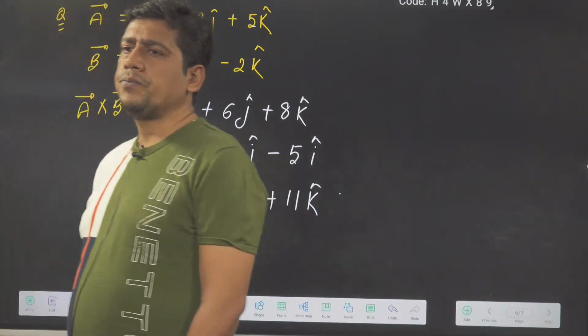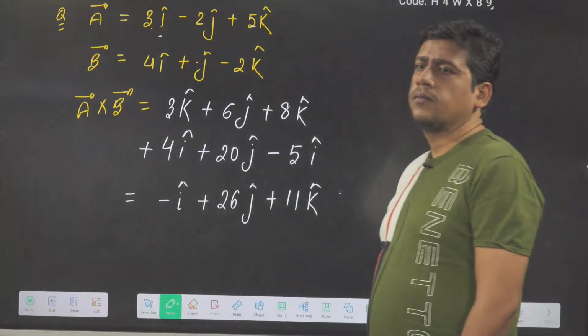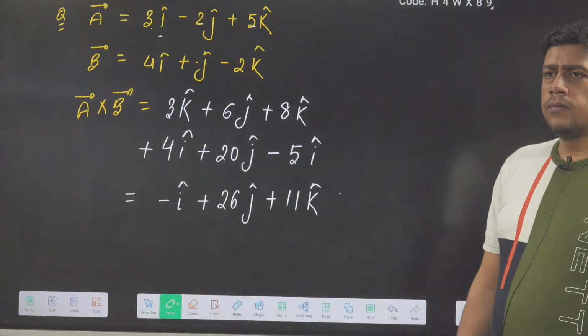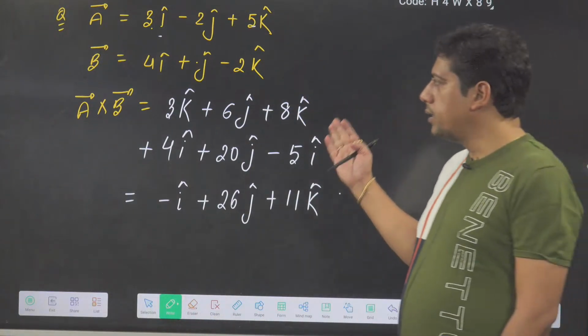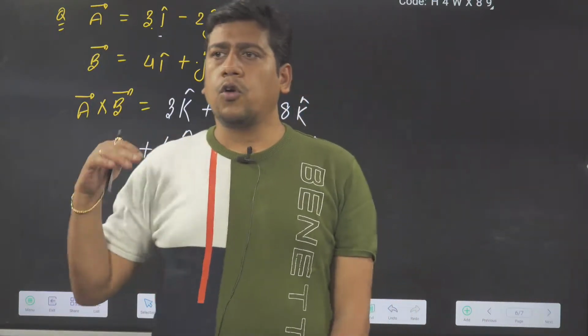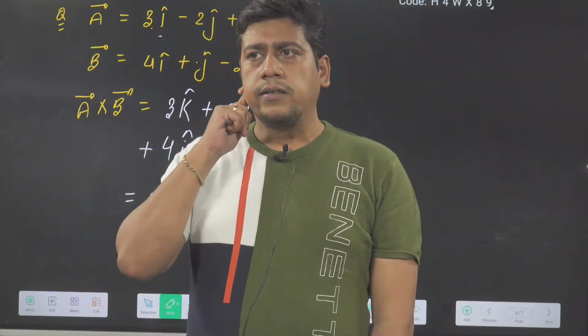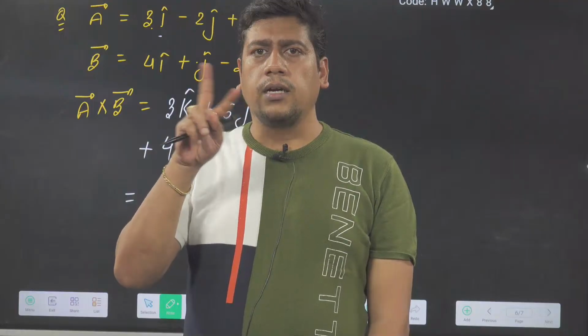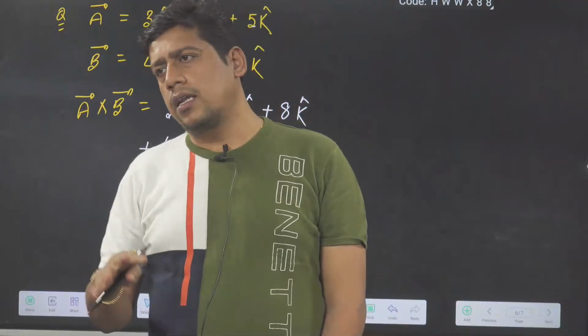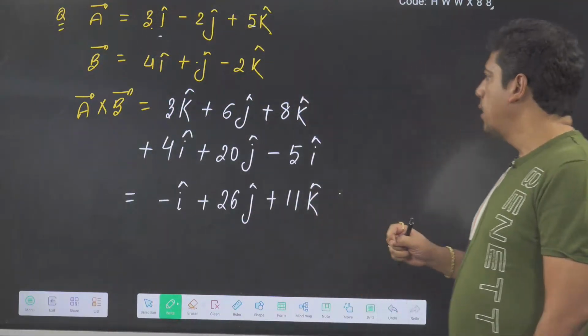Good. So this is the last level. Last level means it cannot be more complicated than this. Okay, 3 terms in A vector, 3 terms in B vector, and then we have to multiply.